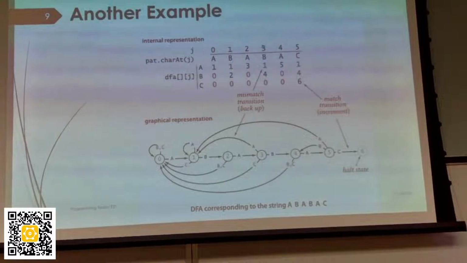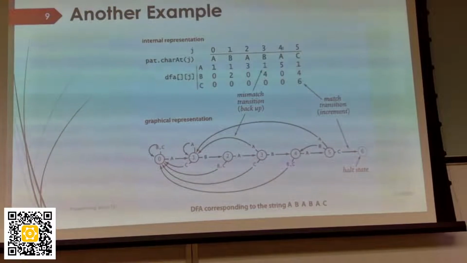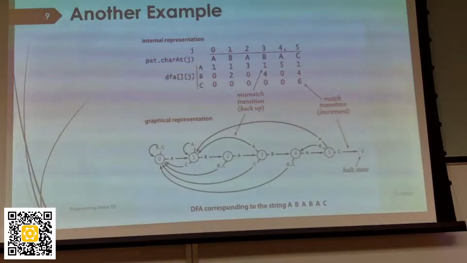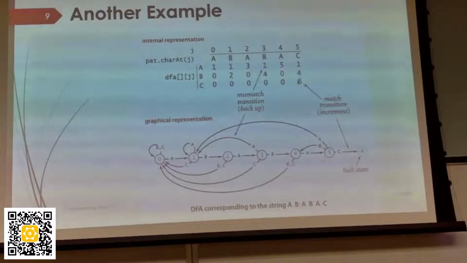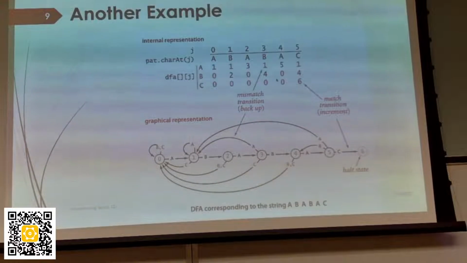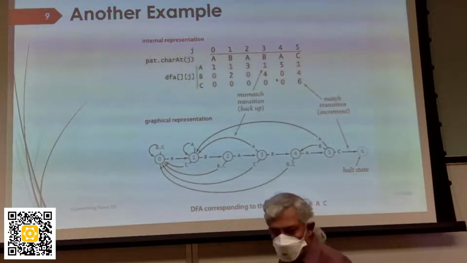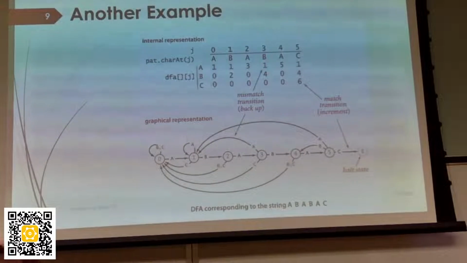If I'm in state 3 and I see a B, I should go to 4. If I'm in 4 and I see an A, I should go to 5. If I'm in 5 and I see a C, I should go to 6. These are the standard ones. The other numbers tell you where to go if that didn't work out. So the others are all because of mismatches. But not all mismatches go back to 0.